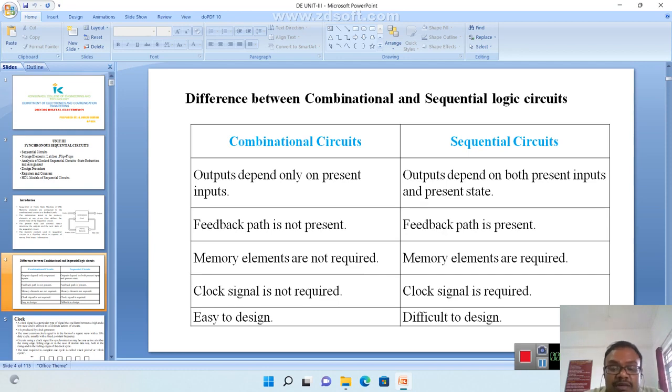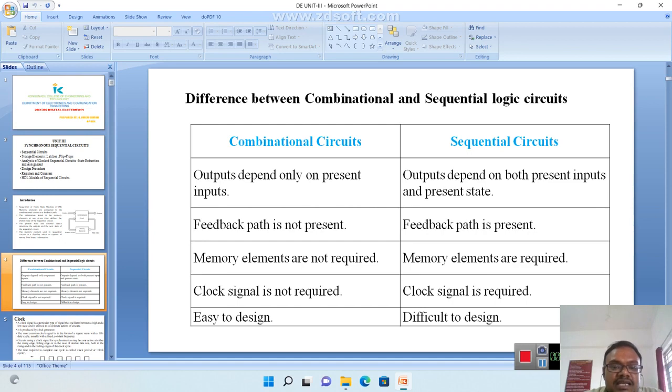What are the types of memory elements? What type of memory elements are we going to use here? Already I told you: the flip-flops. The types of flip-flops are JK, SR, D, and T. Flip-flops are needed in sequential circuits for the purpose of storage. Then the fourth point: the clock signal is not required in a combinational circuit. Here in the sequential circuit the clock signal is required.